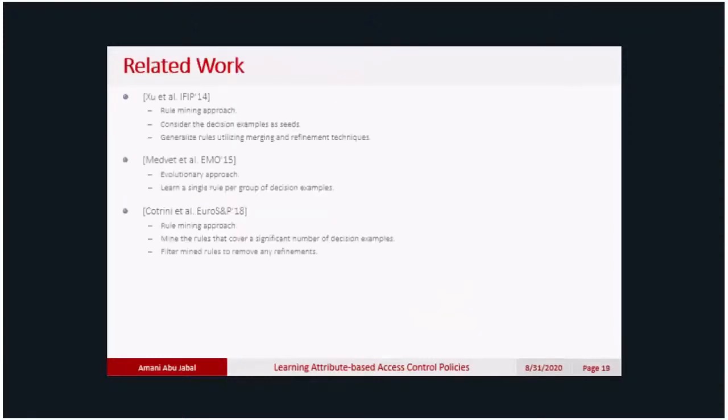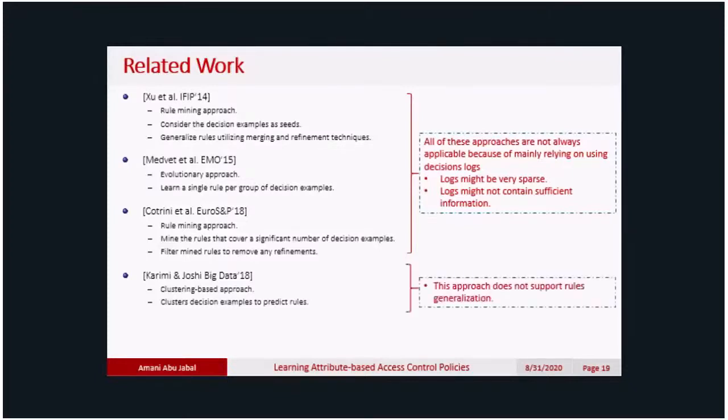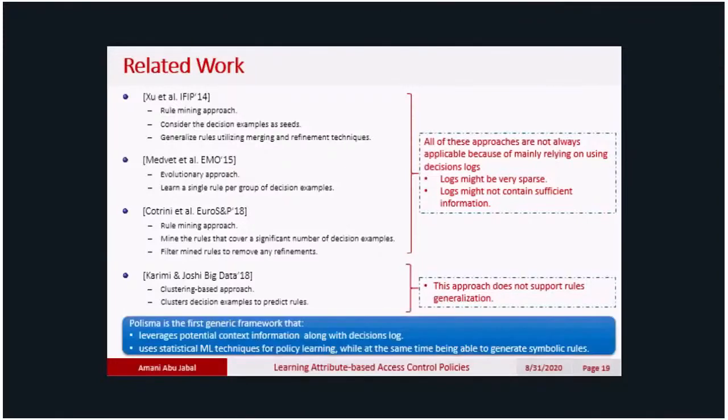The problem of feedback learning has been studied recently. First, there are 3 research works from 3 different research groups that investigated this problem. However, all of these approaches are not always applicable because of mainly relying on using the decision logs. Another research work by Karima and Joshi, but their approach does not support rules generalization. Polisma, to the best of our knowledge, is the first generic framework that leverages potential context information along with decision logs, uses statistical machine learning techniques for policy learning, while at the same time being able to generate symbolic rules that overcome the issues we have discussed.